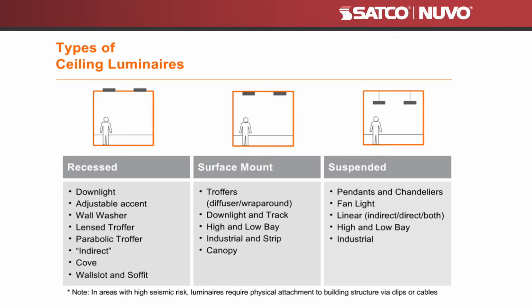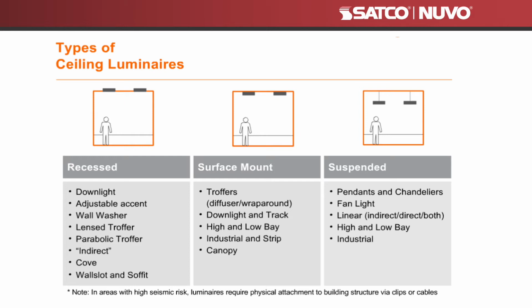And then we have suspended. Suspended, just like the name sounds, this is suspended from the ceiling. Popular names: pendants in residential, chandeliers, fan lights, linear, both indirect and direct and indirect, where some light goes off the ceiling and some light is directly down and off the ceiling. Again, depending on the application, you have a variety of lights to meet the need within the space.